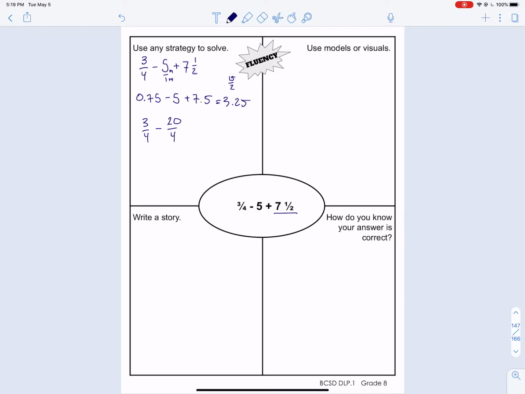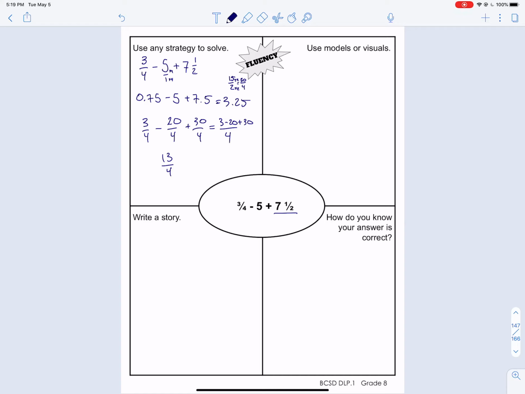But we want a 4 in the denominator. How do we get there? We multiply by 2, so multiply the numerator by 2, so that's 30 over 4. So plus 30 over 4. Then we need to combine all those numerators, just adding straight across, from left to right. So we have 3 minus 20 plus 30. 3 minus 20 is negative 17, plus 30 is 13. So we get 13 fourths.